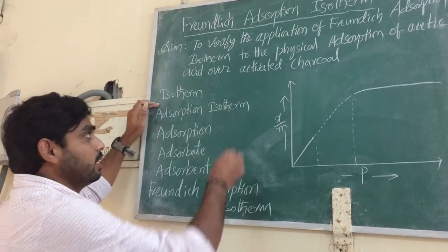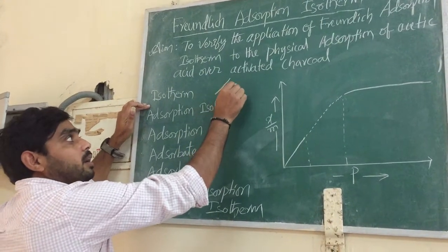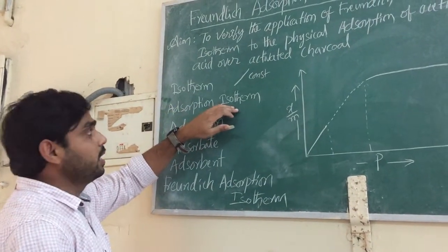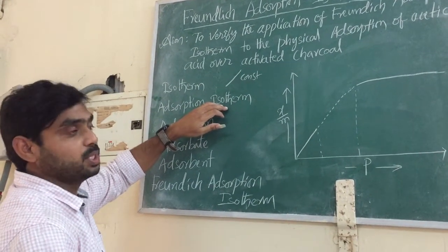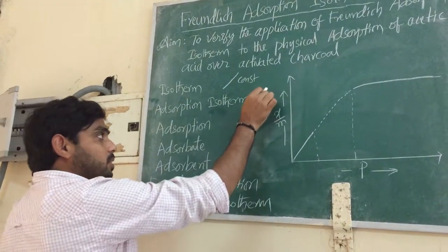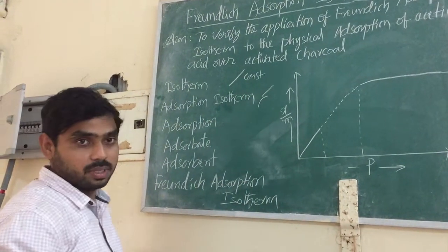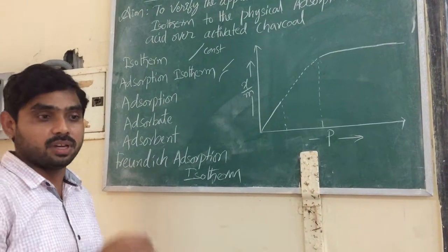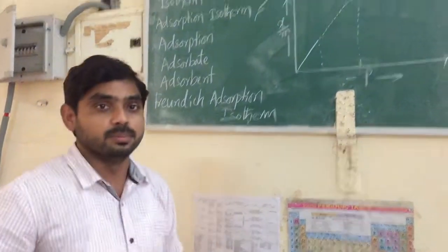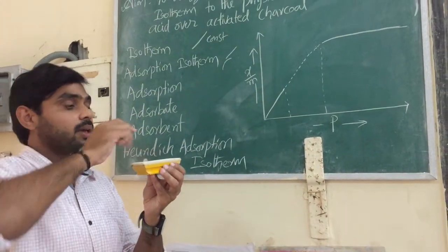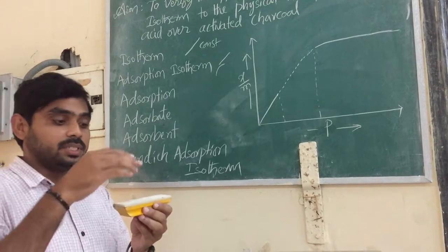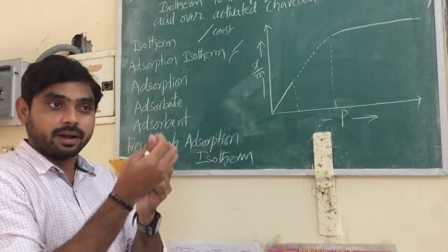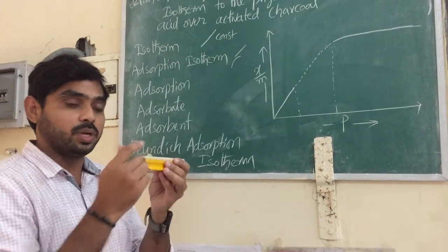An isotherm is nothing but a curve obtained at constant temperature. An adsorption isotherm means a curve obtained for an adsorption process at constant temperature. What is adsorption? Adsorption is a process which involves accumulation of particles or substances or atoms on the surface. What is an adsorbate? A substance which gets adsorbed on the surface. What is an adsorbent? A substance which attracts other substances, other particles, to its surface.